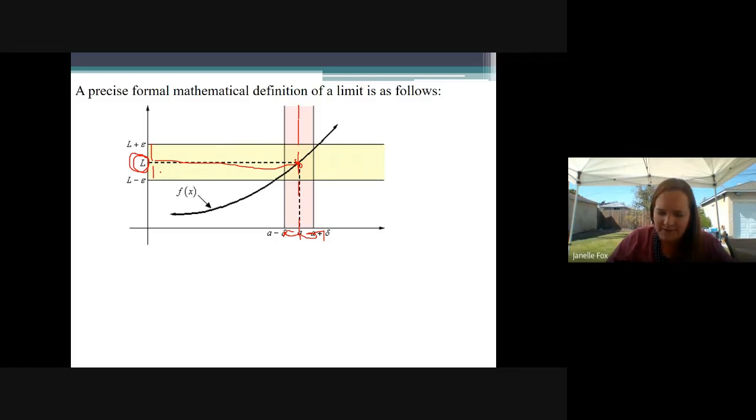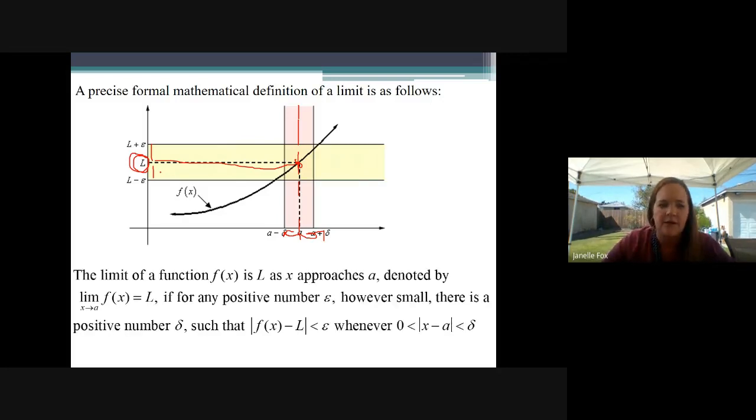So this is what the precise formal definition of a limit says. I'm going to read it to you and explain it to you. You still should not be copying, just listening, okay? It says the limit of a function f of x is L as x approaches a, denoted by this loveliness, if you have a positive number epsilon. However little you decide, it doesn't matter. There's a little number where you can make a little window on either side of the y value that will correlate to a little window on either side of the x value.